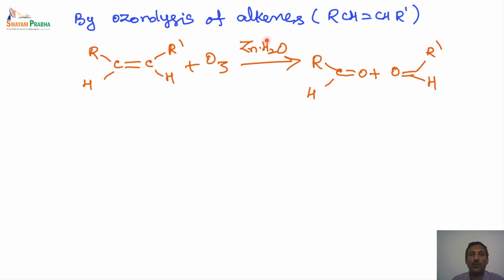And the next one is ozonolysis of alkenes. Mainly the alkene should have an RCH double bond. That means one hydrogen should be present on the alkene carbon. Only then will this ozonolysis produce the corresponding aldehyde. So alkenes of this type treated with ozone and then zinc and water produce the corresponding aldehydes.